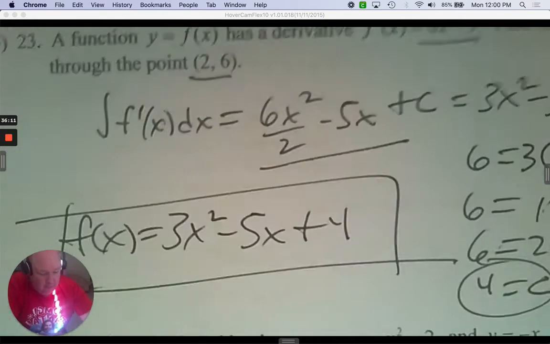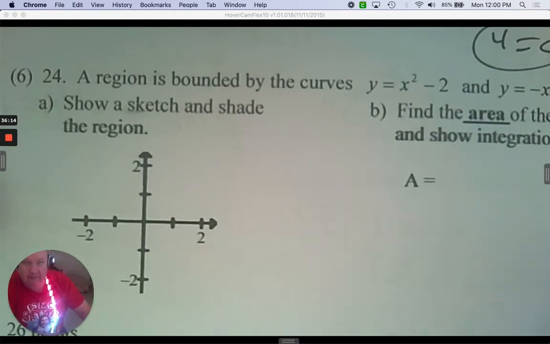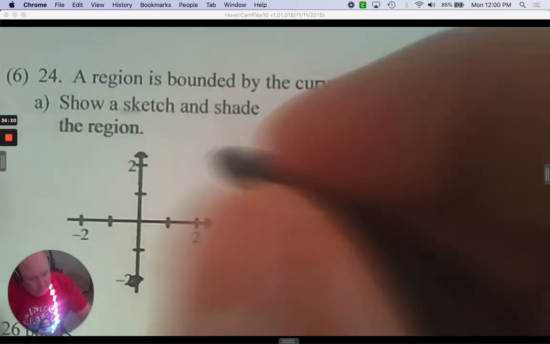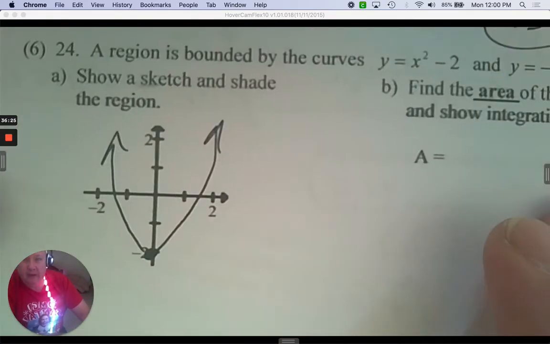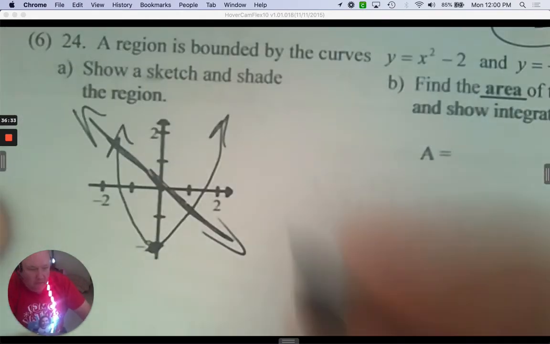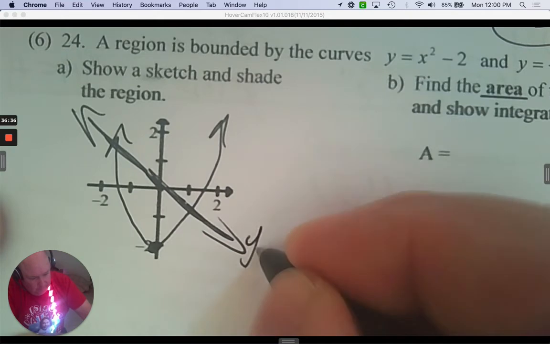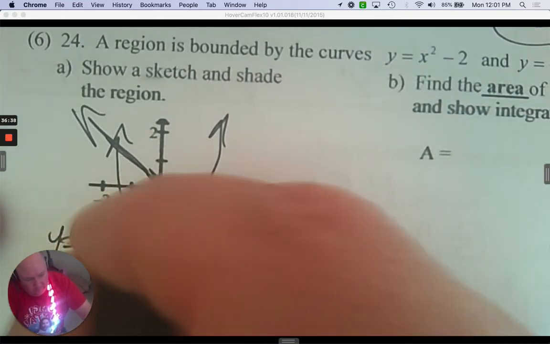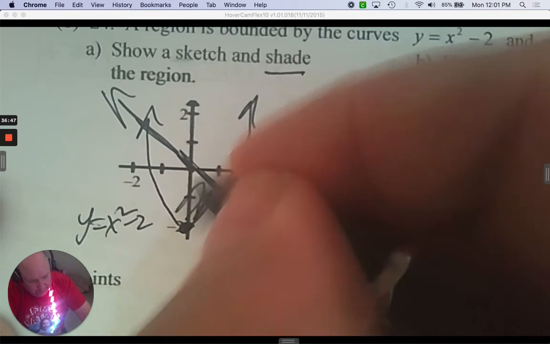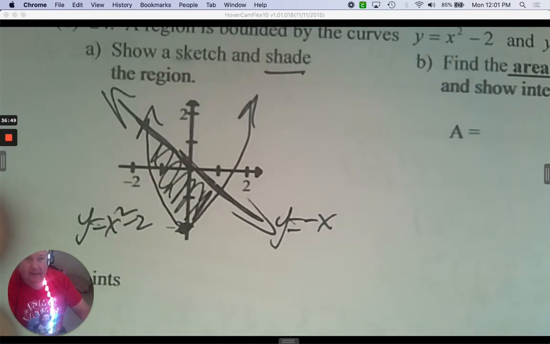In number 24, a region is bounded by x squared subtract 2. Start at negative 2. There's your parabola. And y equals negative x. There's y equals negative x. Shade the area in. It says shade. Excellent. Then it says find that area.